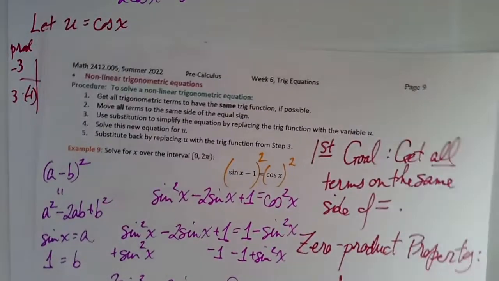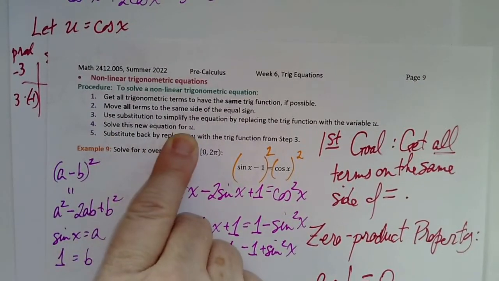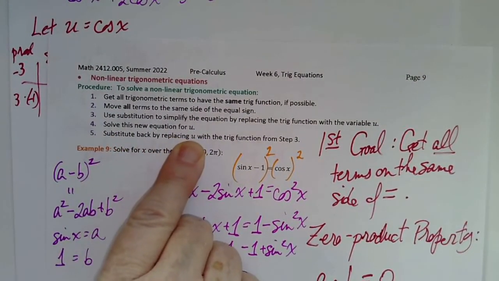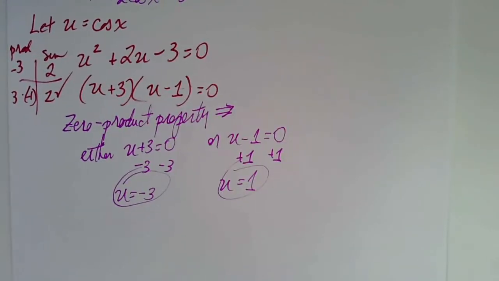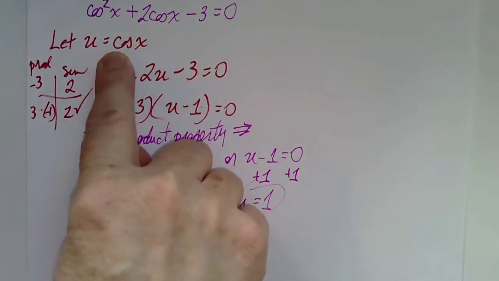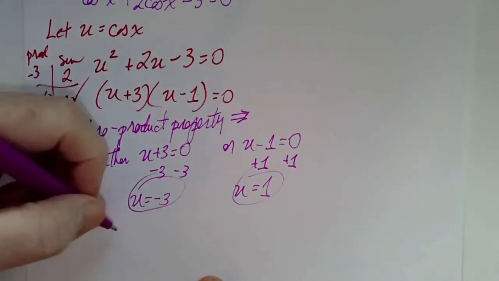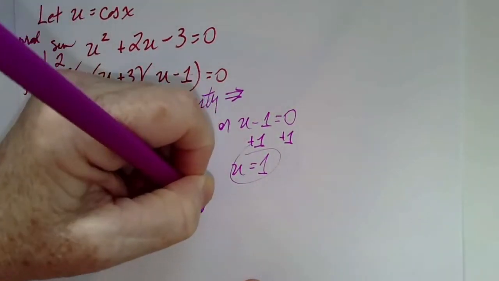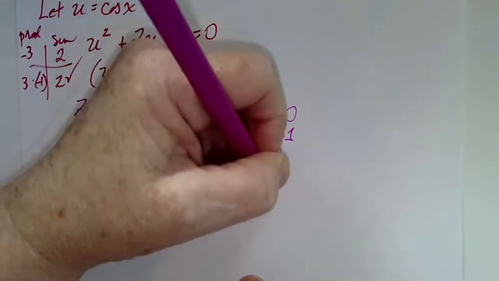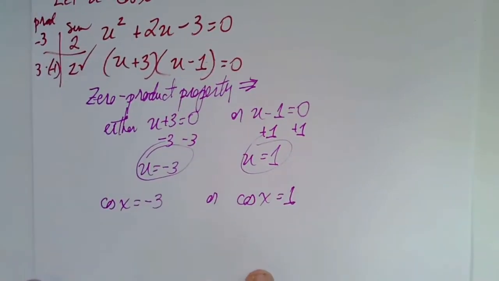We're doing it. Let's see. We solved for u. Now we're going to substitute u with the trig function. So what was u? U was the cosine of x. So I've got cosine of x equals negative 3, or cosine of x equals 1.